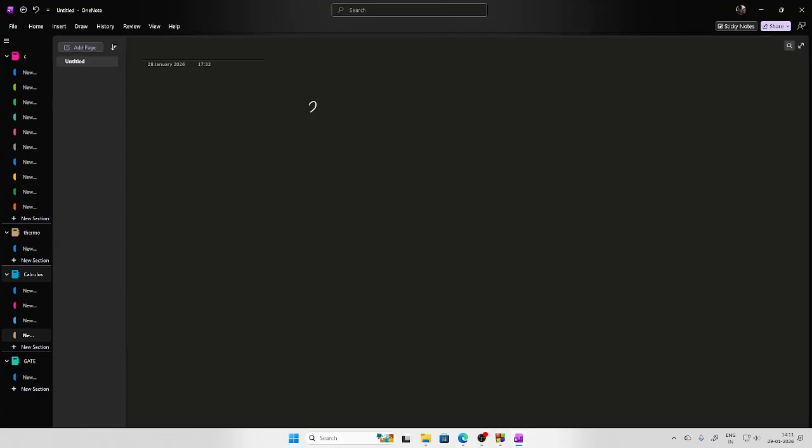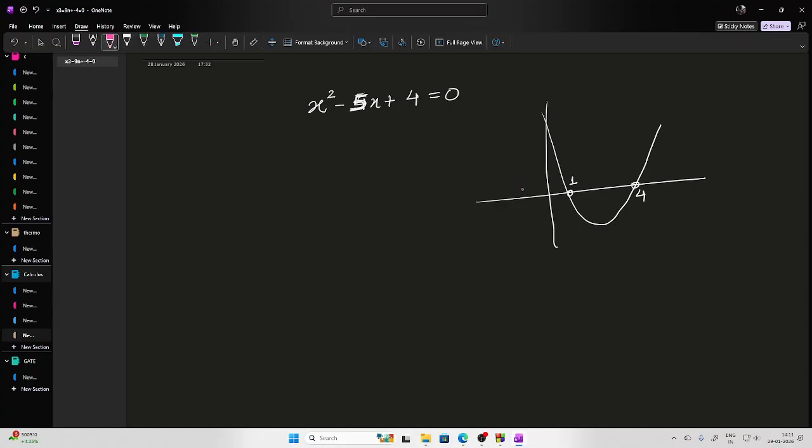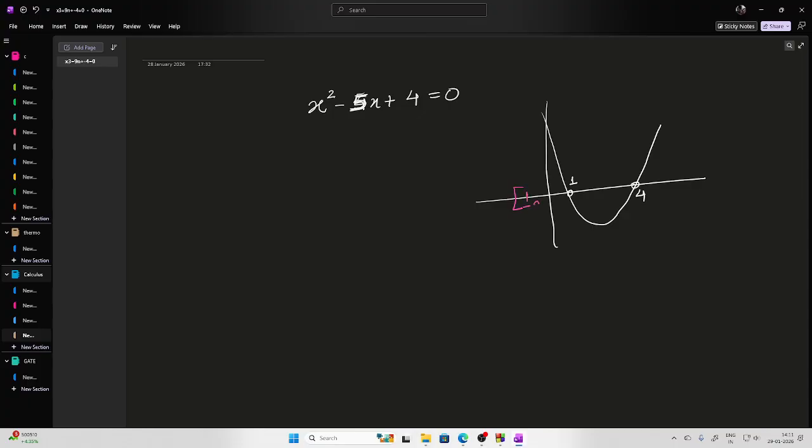Let's say I am interested in finding the roots of this equation, x square minus 5x plus 4. Now you know that this polynomial is a quadratic equation, and it will be intersecting at 2 points, that is 1 and this will be 4. Now what we'll do is we will take one bracket. Let's say I'm going from -2 to 2 and see where that root is.